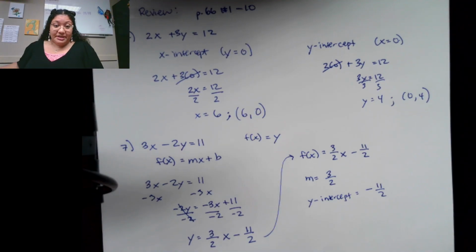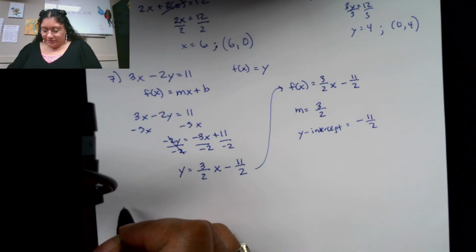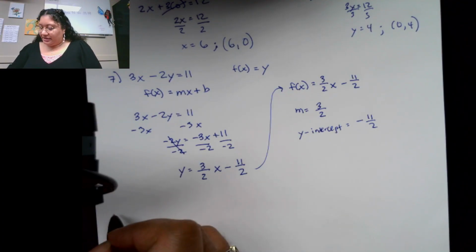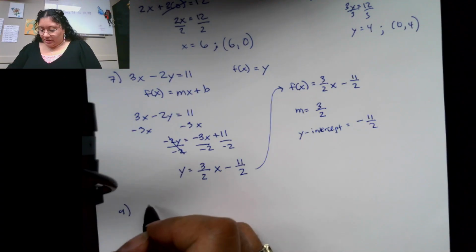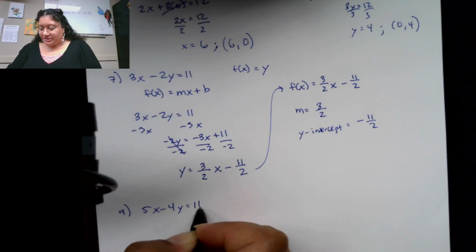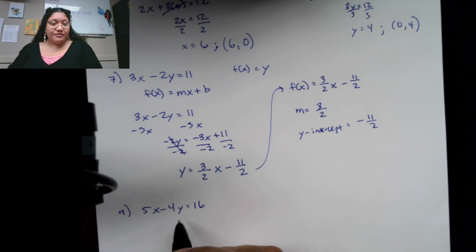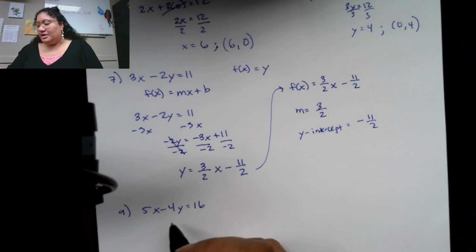That should have been pretty easy for all of you. I hope you all got that. And then let's do number 9. So we got 5x minus 4y equals 16. And we're asked to state the slope and y-intercept of each equation. Now, even though you're not being asked to solve for y, that is the best way, again, to identify your slope and your y-intercept. So let's just solve for y.